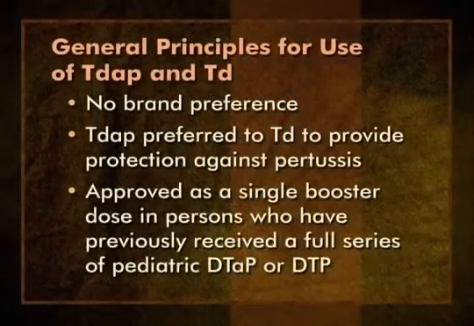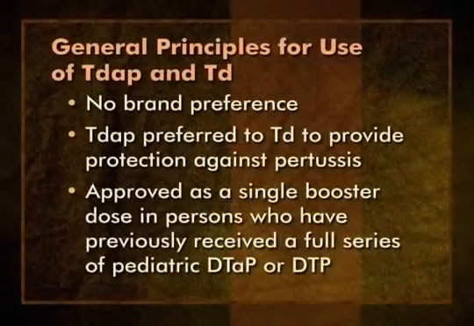The ACIP recommendations for use of Tdap vaccines among adolescents 11 through 18 years of age were published in the MMWR in March 2006. Recommendations for the use of Tdap among adults were published in December 2006. A few general principles apply to the use of Tdap and TD in both adolescents and adults. The recommendations address vaccination to protect against tetanus, diphtheria, and pertussis.